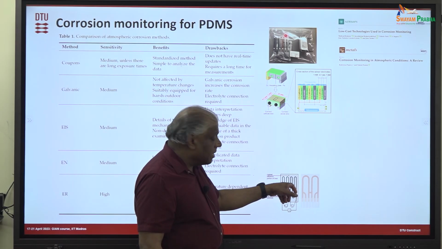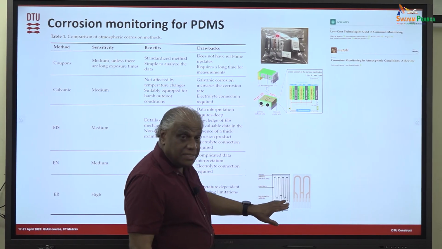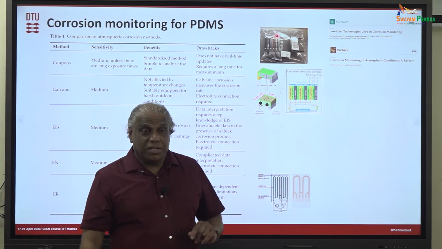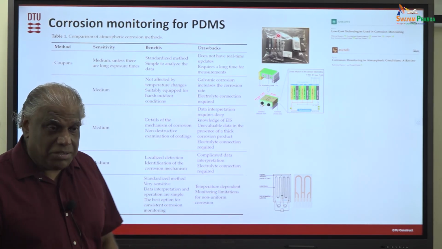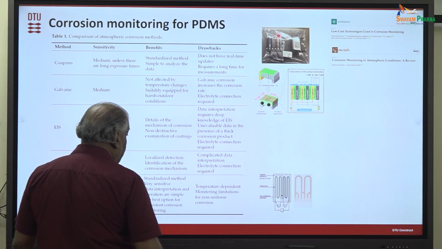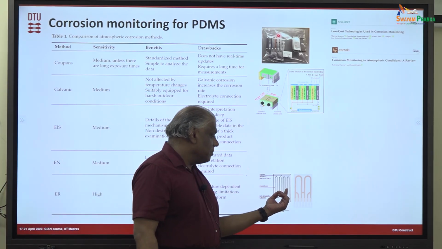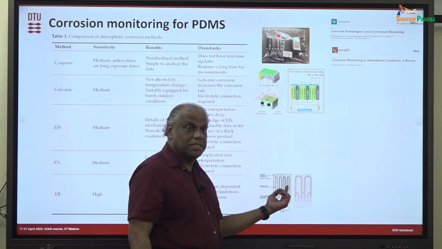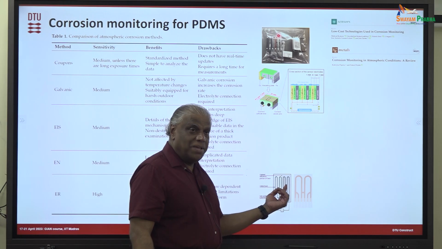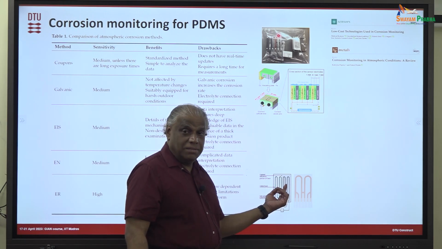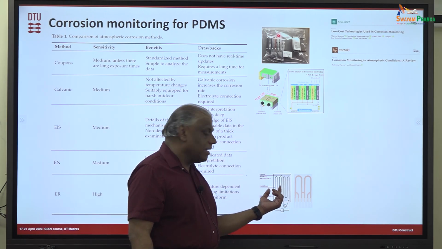Why we need this part, which is put under the coating, is that resistance is also temperature dependent. The resistance of the metal is temperature dependent, so you need to have temperature compensation. If you take this one and calibrate using that value, you can make the temperature compensation, because this will not be affected by the corrosion, only by the temperature. So this is for the temperature compensation, and then you can measure the corrosion.